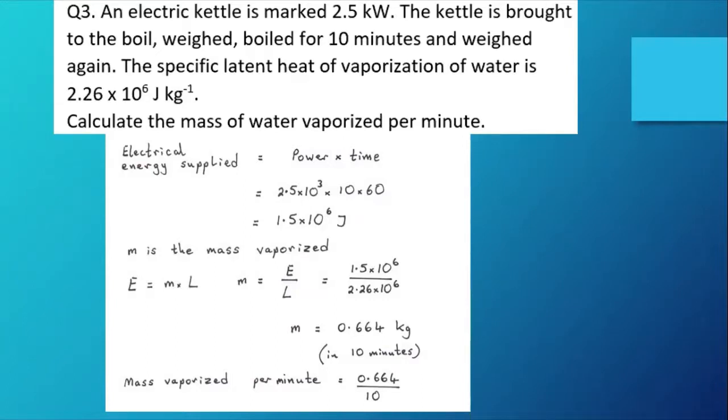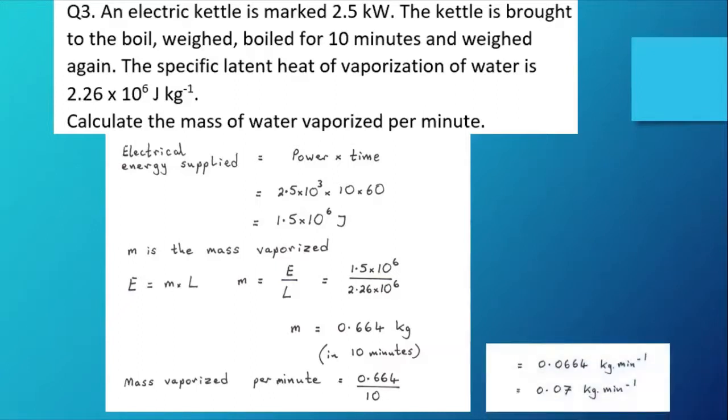So we work out the mass vaporized per minute as being 0.0664 kilograms per minute. Well, let's not have quite so many significant figures: 0.07 kilograms per minute. And this again is a past exam question.